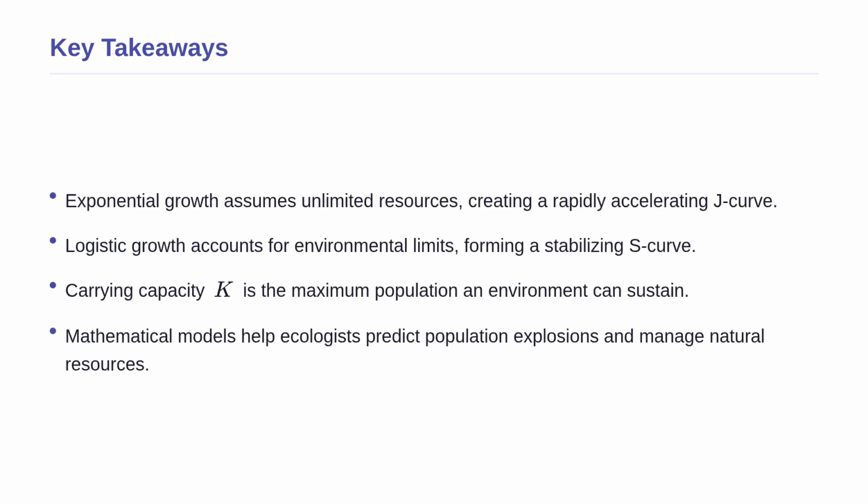We have covered a tremendous amount of ground today, so let us summarize our key takeaways. First, we learned that exponential growth represents a species' maximum reproductive potential under ideal, unlimited conditions, resulting in a rapidly accelerating J-curve. Second, we discovered that real-world environments have limits, which forces populations to follow logistic growth, forming a stabilizing S-curve. Third, we defined carrying capacity as the absolute maximum population size that a specific habitat can sustainably support.